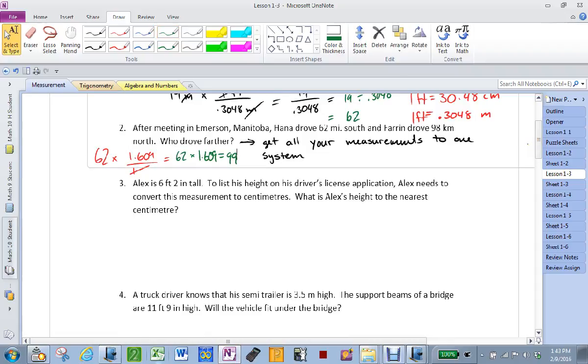Look at the next question. Take a moment to read it. And this is a real life problem because when you go to give your height at the driver's license place, they're going to ask you for your height in centimeters. You won't know it. Fortunately, they'll have a chart. You'll tell them your height the way we all say our height. I'm 5'8", and they'll convert it for you.